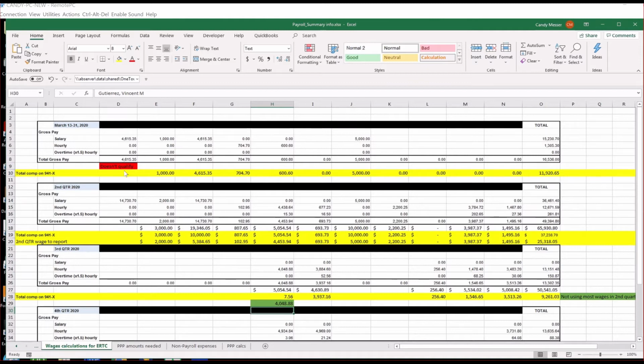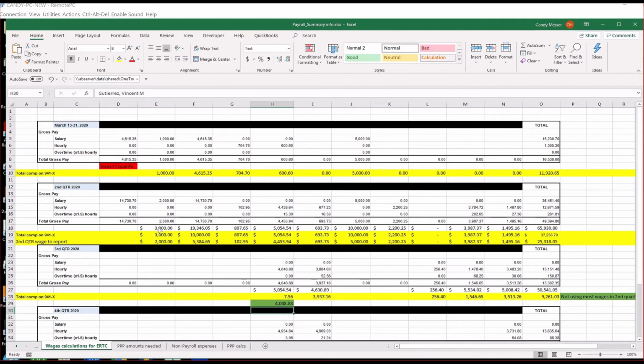In this case, this employee does not qualify because he's an owner of the company, and based on his ownership does not qualify. And for everyone else, we have their totals here. So here's the amount that would qualify for the weeks of March 13th through 31st. So they have $11,920.65. Then we have the second quarter wages.